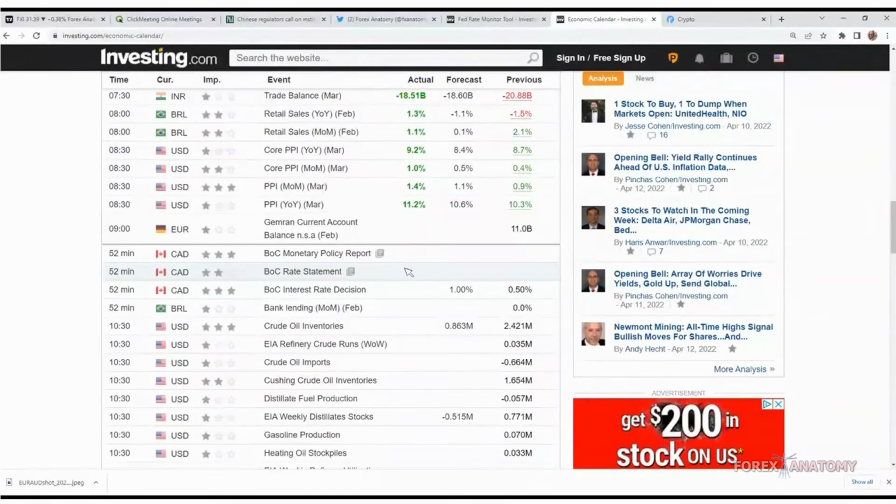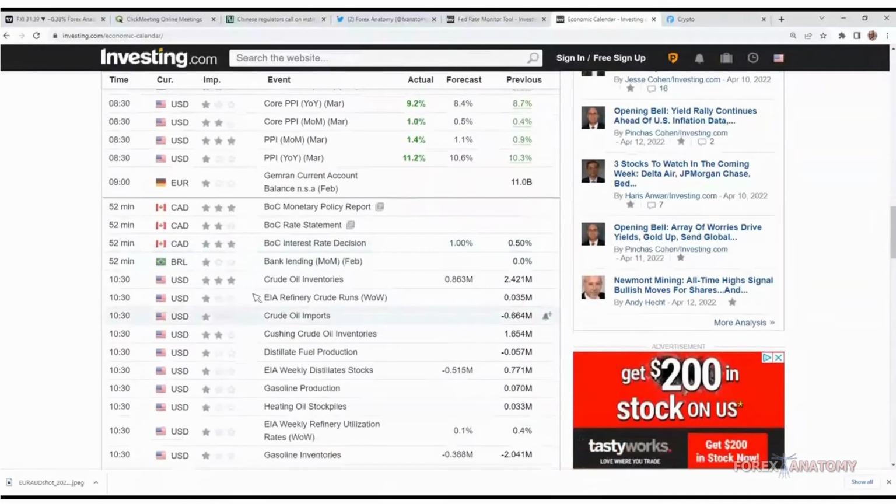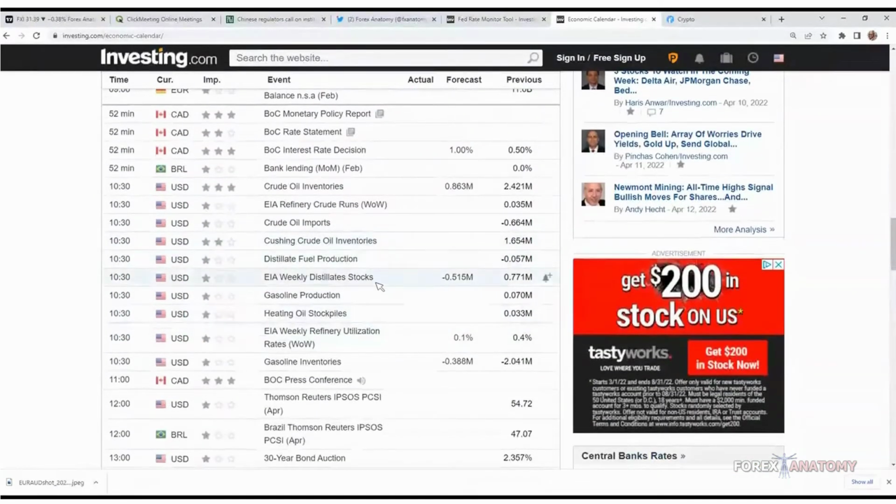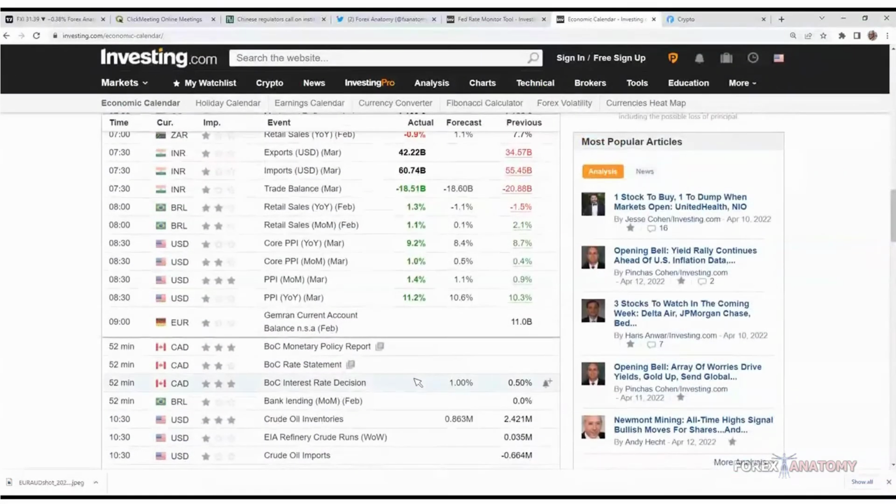a spike upon the announcement, but then we'll see it pare back all of the gains from the announcement. We may get that, but that comes out in 50 minutes, and then we have crude oil inventories, our weekly inventories, coming out as well, that we're going to pay attention to. But for the most part, that's it.